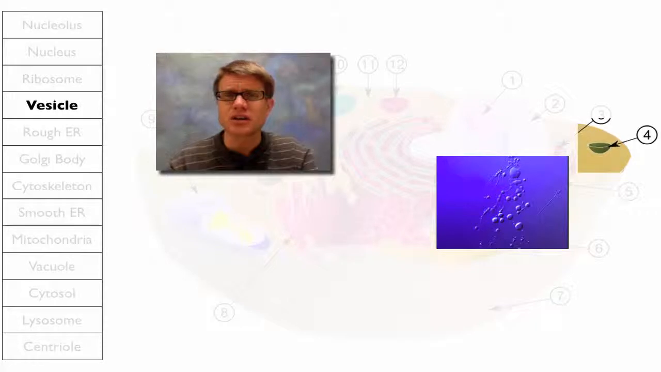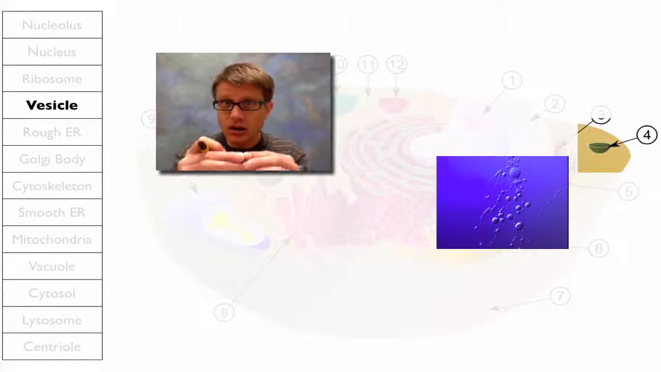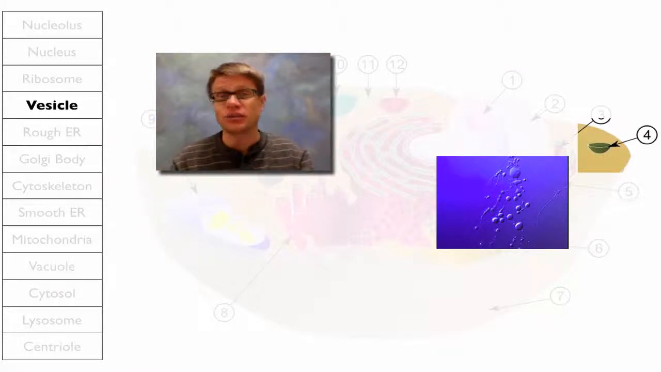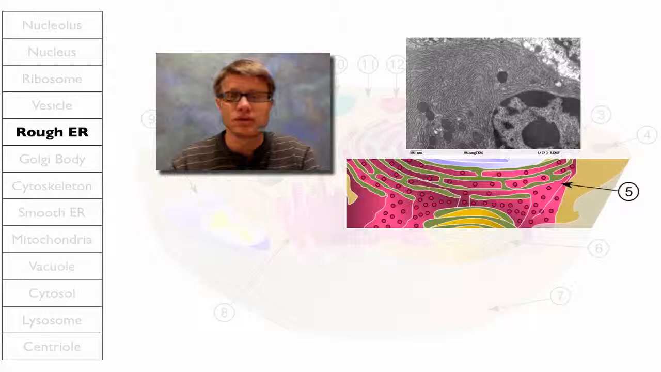Vesicle is a broad term. Vesicle basically means a membrane-bound container. And they're really, really small, and sometimes they're really, really big. So a vacuole will be an example of a vesicle. And they move material around. Depending on what they do, like a transport vesicle would move material around.